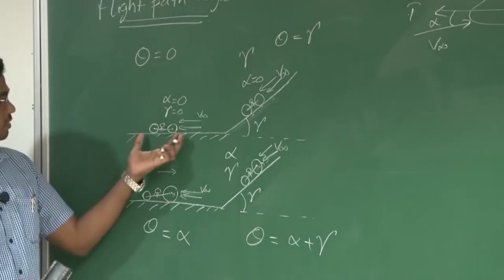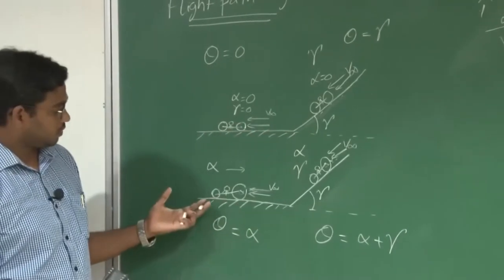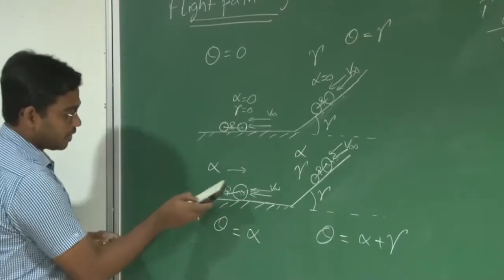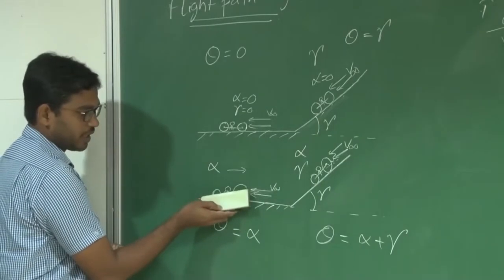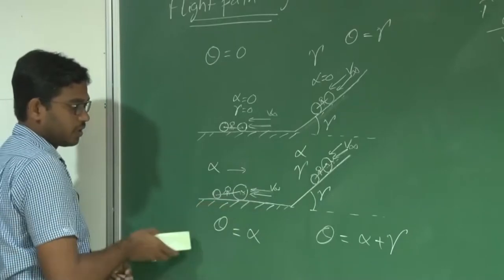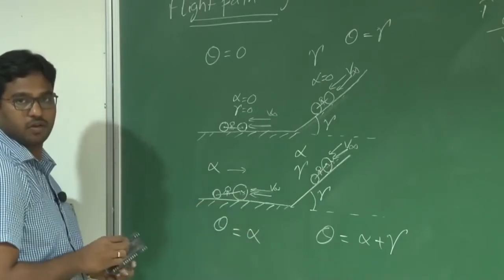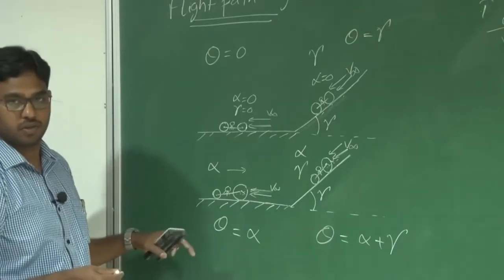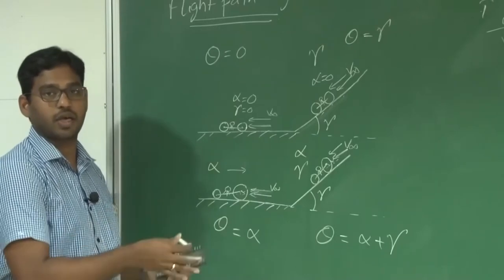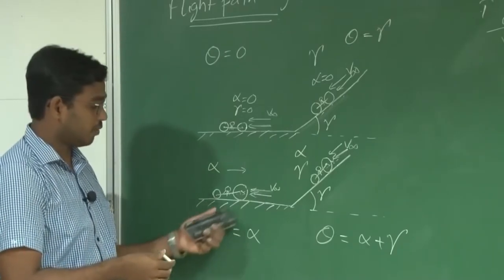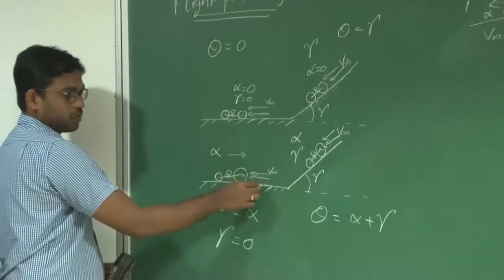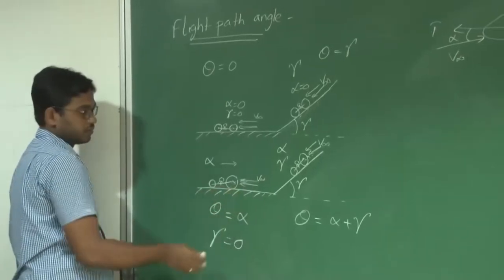So similar to this case, when you are traveling on a level road, you still have an orientation, which doesn't mean that since you are sitting at this angle, you are moving in this direction. That means you can still have an angle of attack when you are traveling horizontal or parallel to the ground. Even when you are flying at a level flight condition, you still have an angle of attack, in which gamma is zero, because gamma is measured with respect to local horizontal.